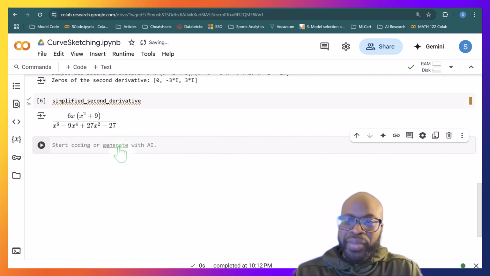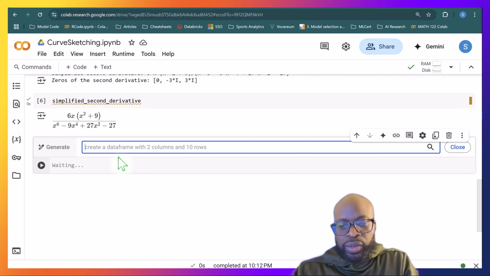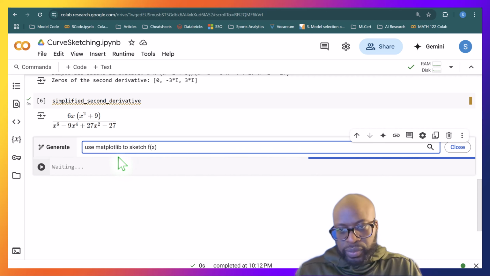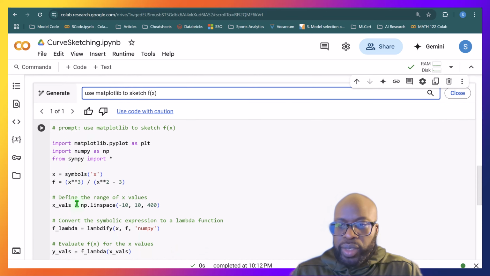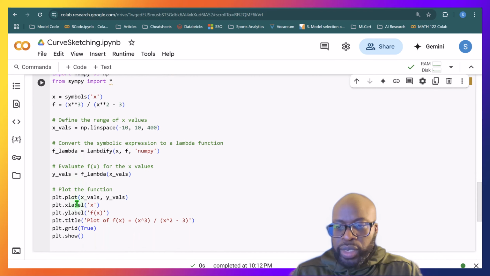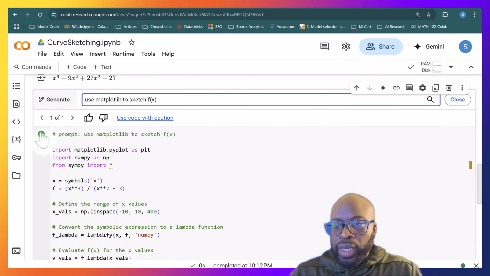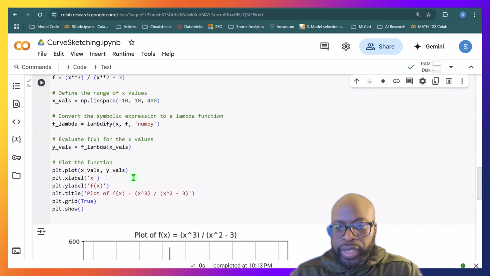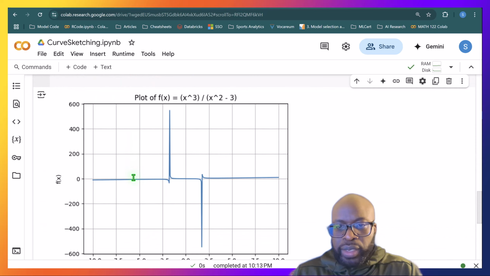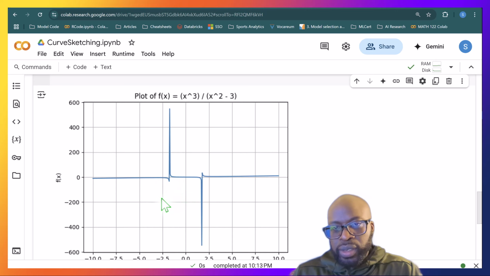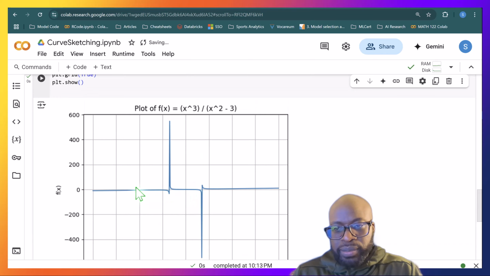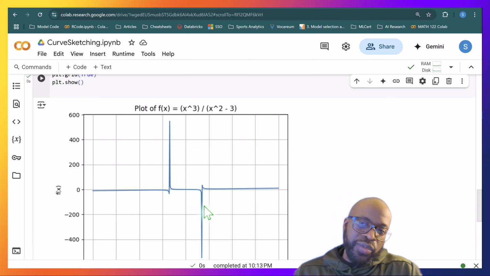Like, let's close it. And so I'll say, use matplotlib sketch EFG. Alrighty. So matplotlib works pretty good with SymPy. And that's one sketching library that we can use. And we get something like this. Okay. So clearly not the best with asymptotes, but it's kind of the idea of what we have.